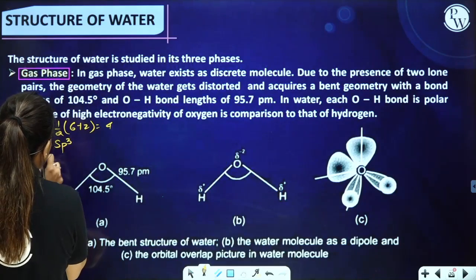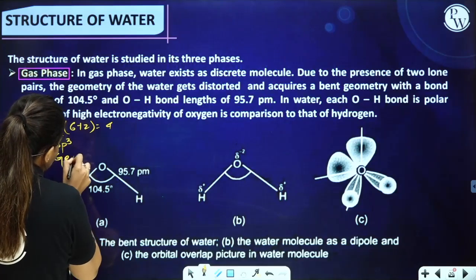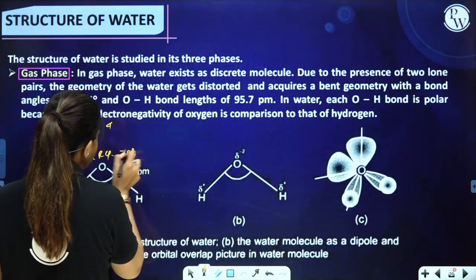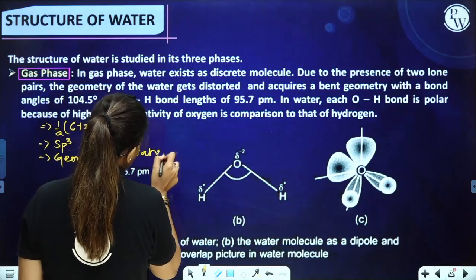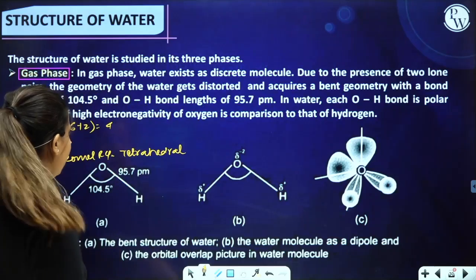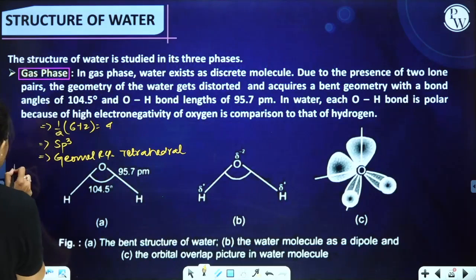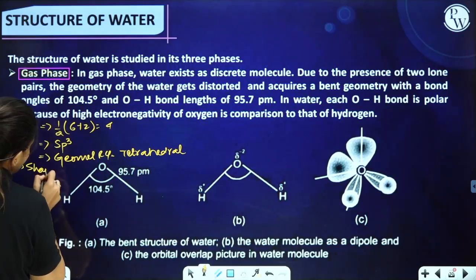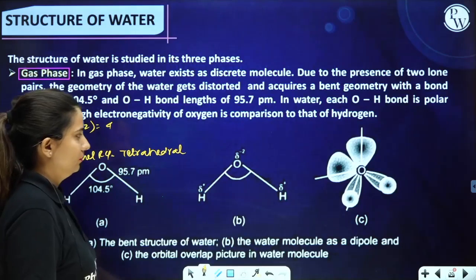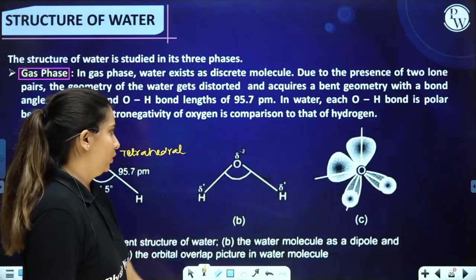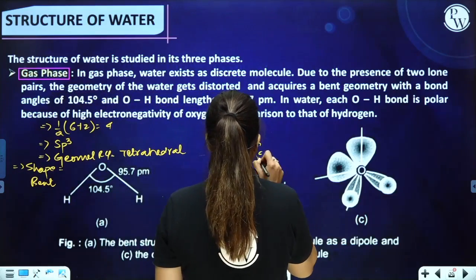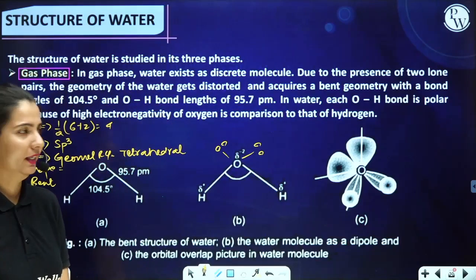So you have sp3 hybridization. Your geometry will be tetrahedral, and if I talk about the shape, the shape will be bent, as you can see over here. These are the lone pairs.